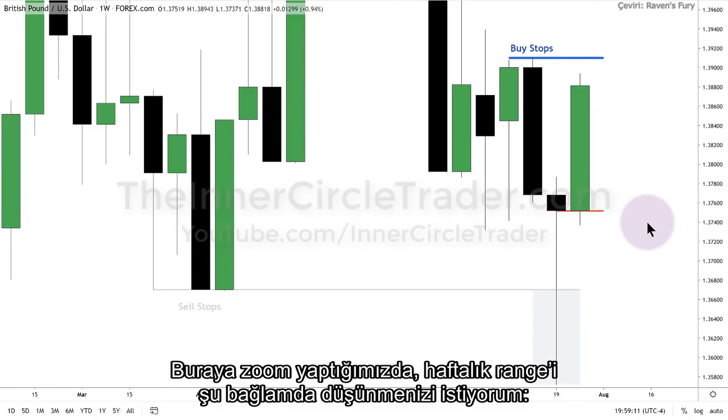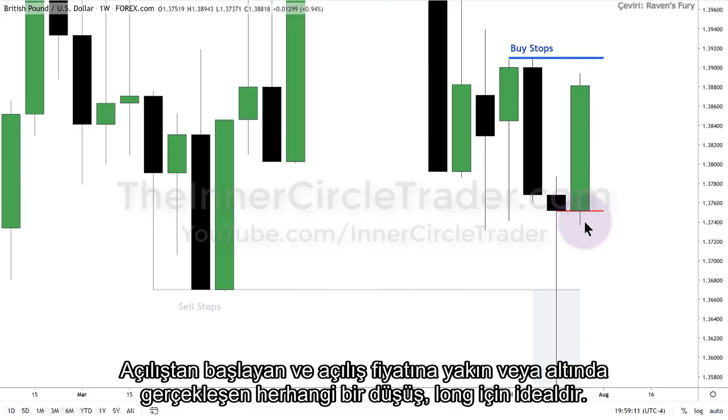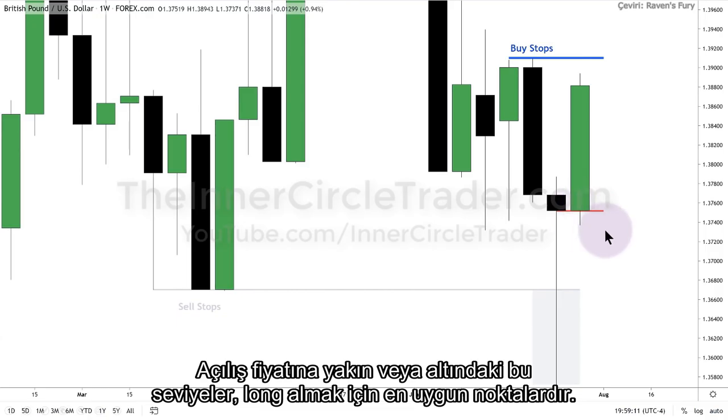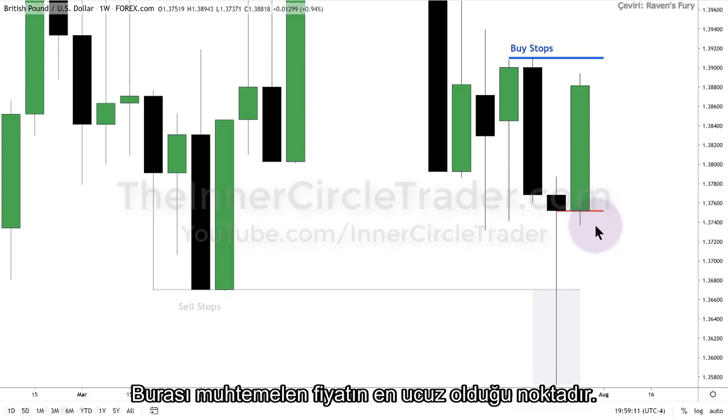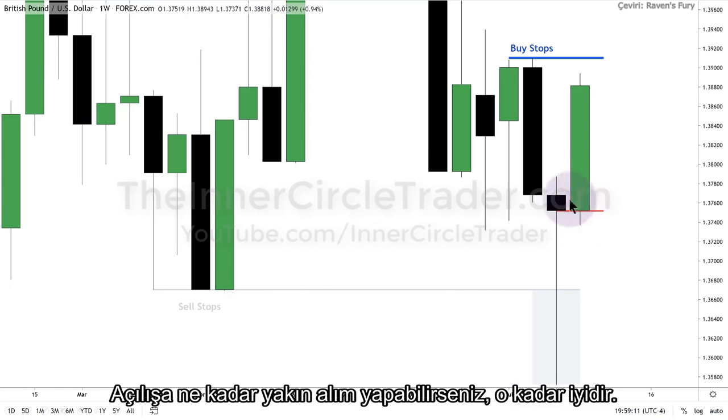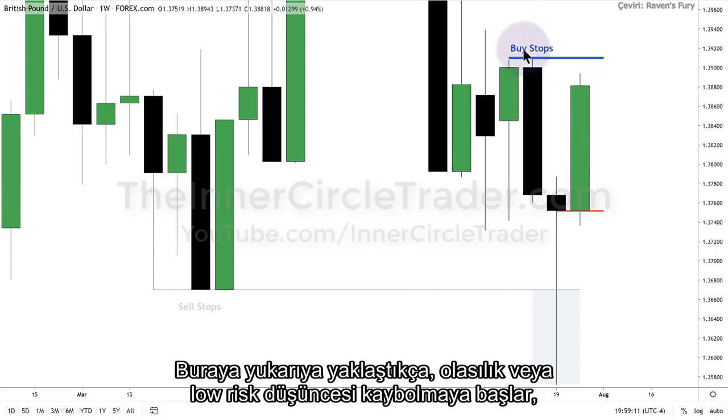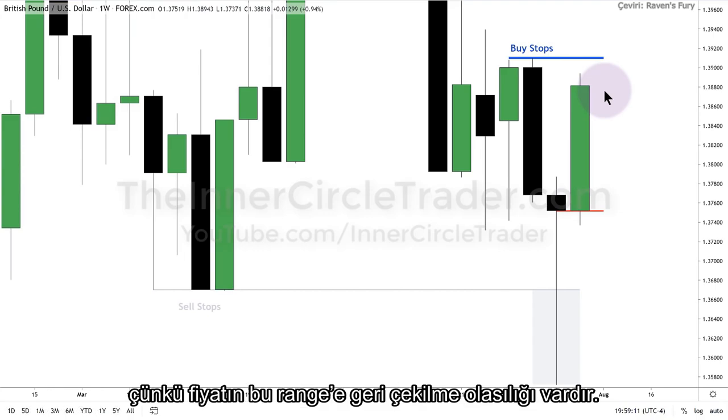So if we zoom in here, I want you to think about the weekly range in the context that the open and decline from the opening price, anywhere in this area close to the opening price or below it, is ideal for going long. This is the cheapest it's likely to get. And the closer you can buy around that opening price, the better. As we get closer and closer to this area up here, the idea of probability or low risk starts to dissipate because we have the likelihood that this could retrace back in this range.